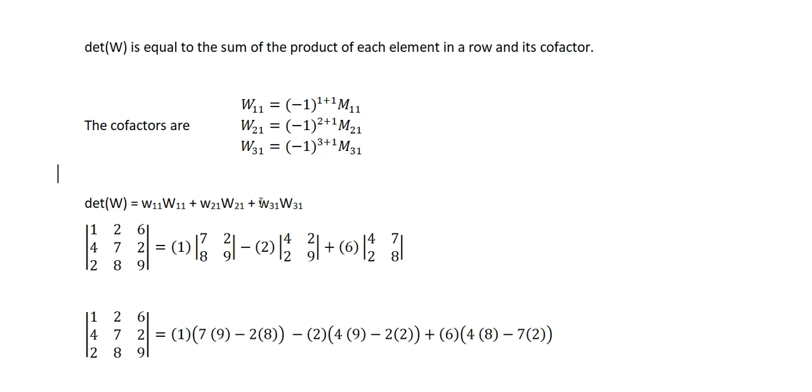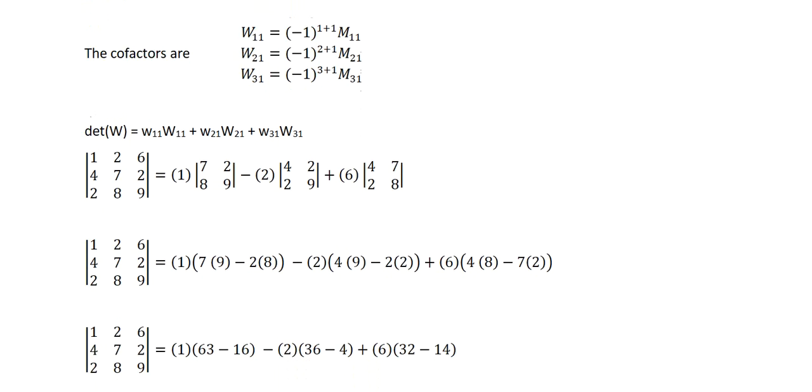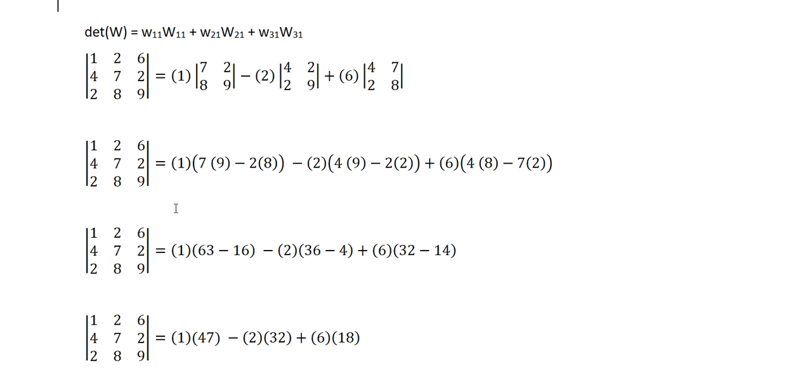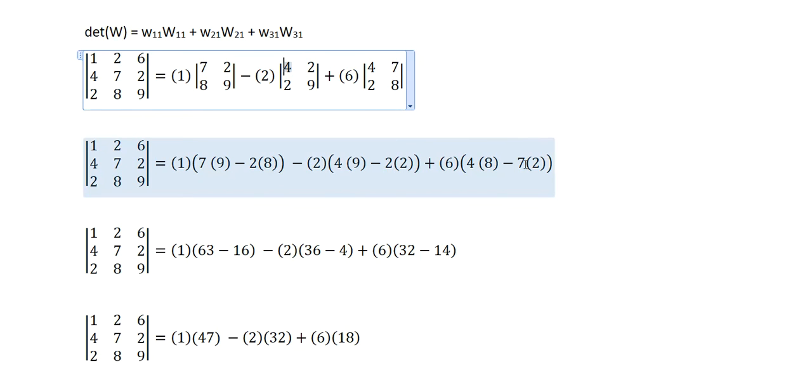And again, there's this power of -1 that we pick up the negative sign. And then for the very last one, W31, we're going to get 6 times the determinant of a matrix with the elements 4, 7, 2, and 8. And we're going to use our 2 by 2 matrix formula. So 7 times 9 minus 2 times 8. We're going to evaluate the determinant here. This is going to be 4 times 9 minus 2 times 2. And then 4 times 8 minus 2 times 7.